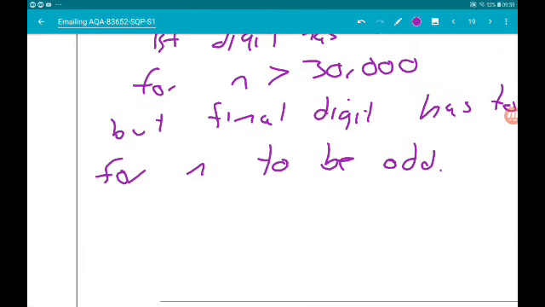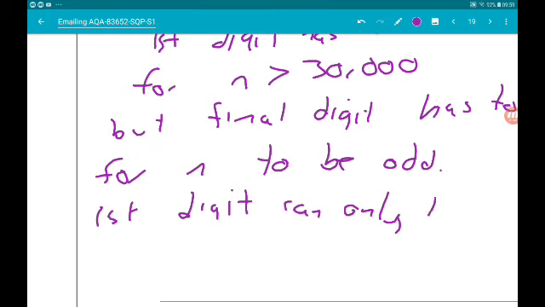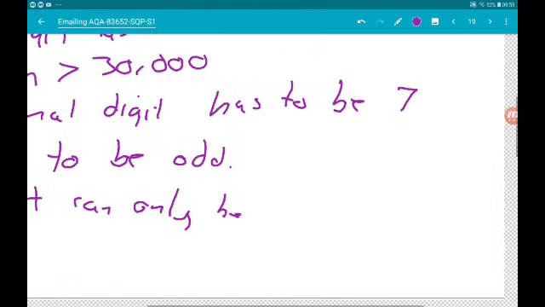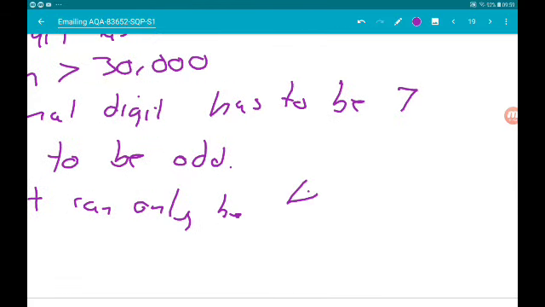So, first digit can only be 4, 6 or 8. So, what we're going to do is work out how many numbers greater than 30,000 we can make with one of these digits in the first place. Work that out and then just multiply by 3 because it will be the same for the other starting digits.